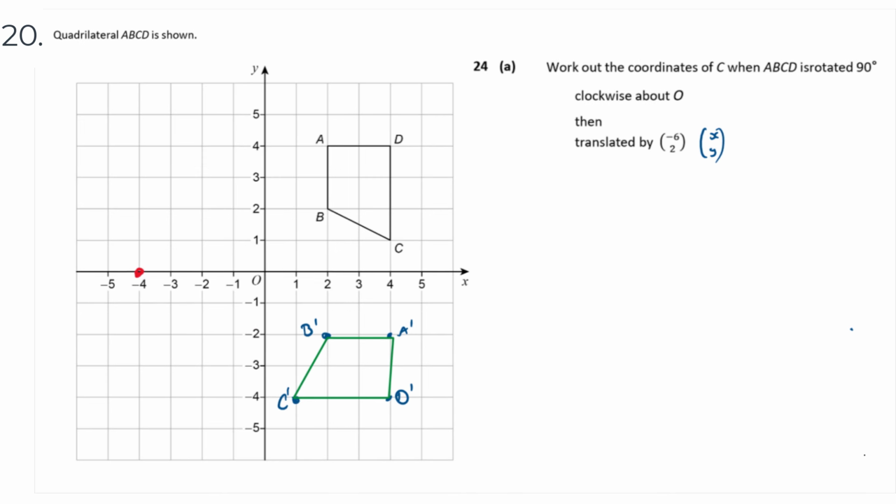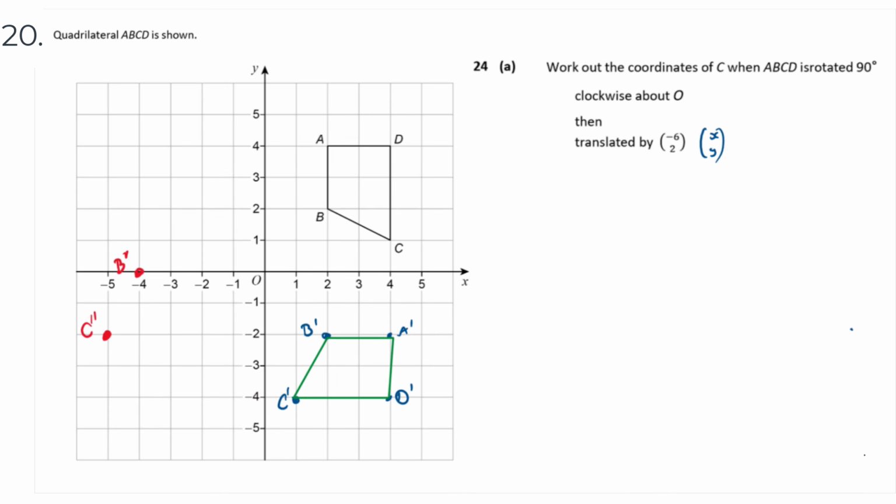Okay. Let's get rid of that. So that's going to be my B dash. Actually, it's going to be B double dash. Do the same thing with C. So if I start at C and I go 1, 2, 3, 4, 5, 6 to the left and 1, 2 up, that takes me to that point there. That's going to be C double dash.